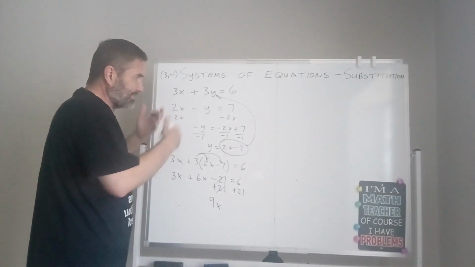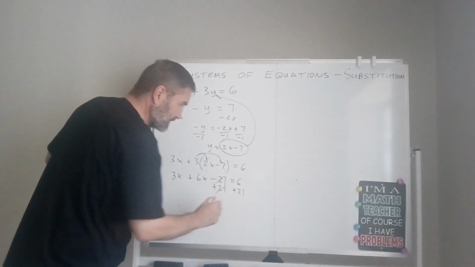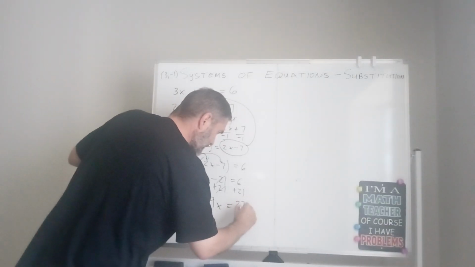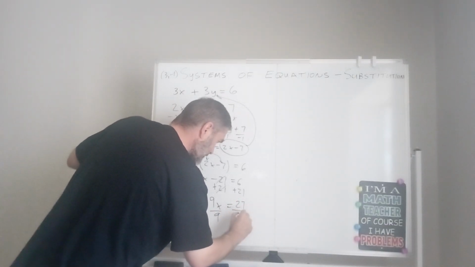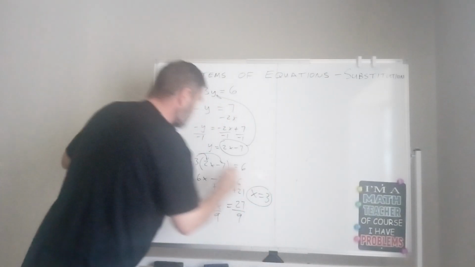Once you practice it and get more experienced, you might start to combine steps, but that's again up to you. It's a personal choice. So 21 plus 6, that was 27. Then I'm going to divide by my 9, and I'm going to get x equals 3, which is what I was supposed to get.